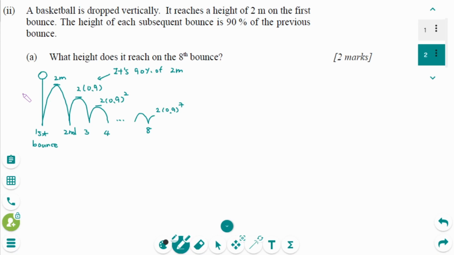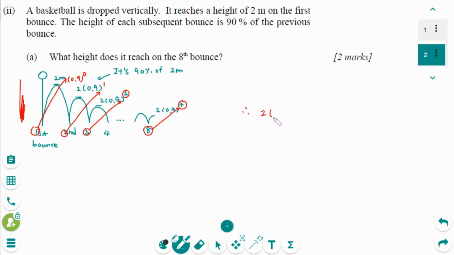This diagram is inaccurate as the motion is really up and down on the same spot like this. It has been separated out to help us visualize what is happening. On the first bounce, power of 0. Second bounce, power of 1. Third bounce, power of 2. Then finally, eighth bounce, power of 7.